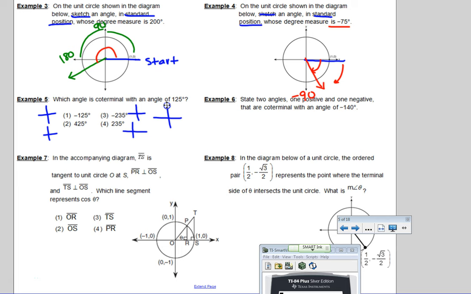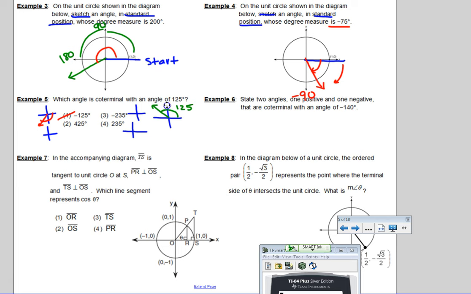So because we have choices, the visual way will also work. 125 is an up angle because it's positive. So 125 will roughly land around there. That's 125. Okay, what other angle will also land there? Well, choice number 1 is a negative angle. So negative 125 would land somewhere like that. So those don't land in the same spot. It's not choice 1.